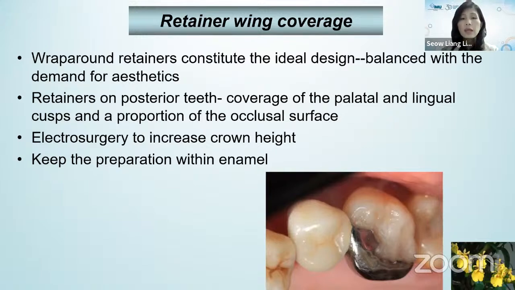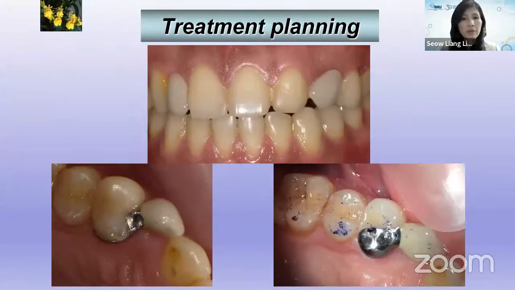So if you have a short clinical crown and you have a little bit of leeway to do electrosurgery, then you can electrocauterize the gingiva a little bit to increase the crown height so that you have a maximum coverage for your wing retainer. And as mentioned, keep the preparation within enamel as well.